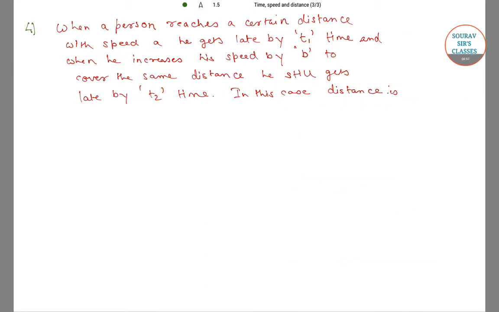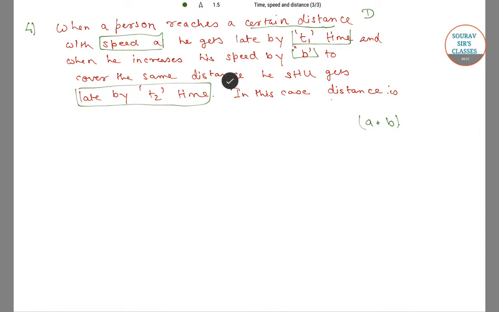In the next formula, suppose a person reaches a certain distance, say d, with speed a, and gets late by t1 time, and when he increases the speed by b, that is his new speed will become a plus b, and he covers the same distance, and this time gets late by t2 time, then the distance covered by that person is given by d is equal to a by b into a plus b into t1 minus t2.